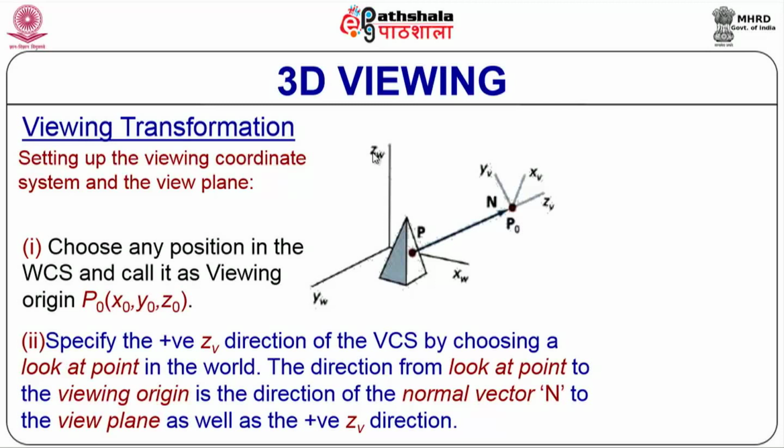Here in the diagram it is shown as P. P is a point on some object. Okay. Now connect P with the P0, and that direction forms the z direction of the viewing coordinate system.